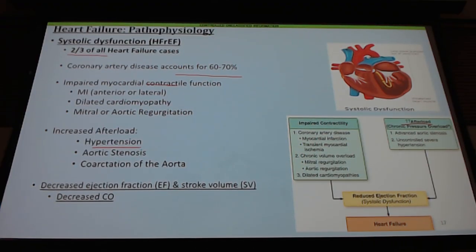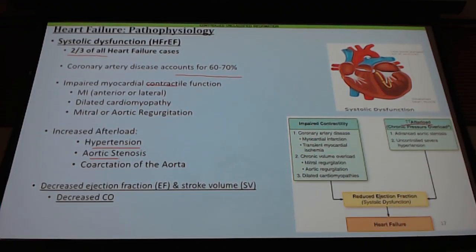Aortic stenosis we talked about yesterday, the most common valvular disease we're going to encounter in the United States. It increases that afterload because now you have all that additional pressure that has to be generated to just open the valve and get that flow of blood to occur in the first place. But ultimately what happens is I decrease my ejection fraction, I decrease my stroke volume, and that's going to decrease your cardiac output.